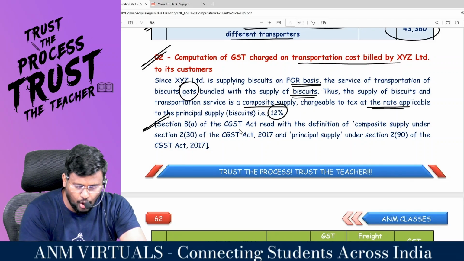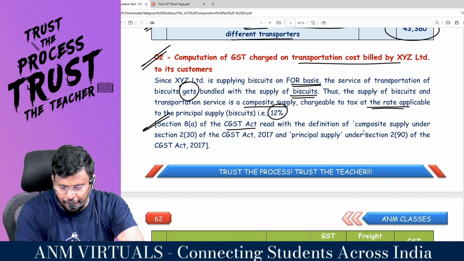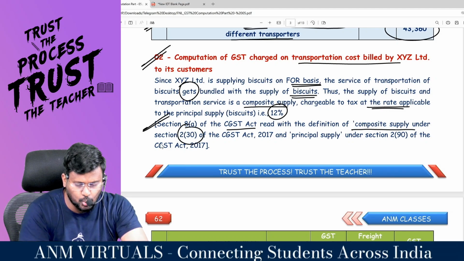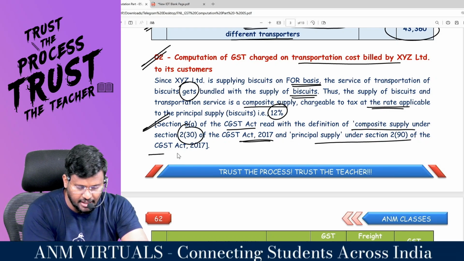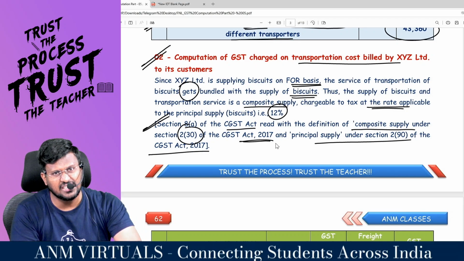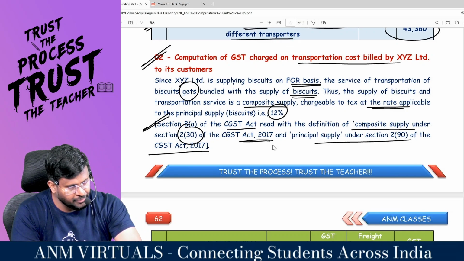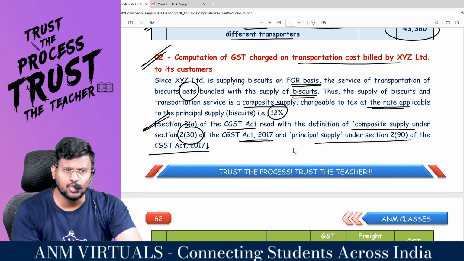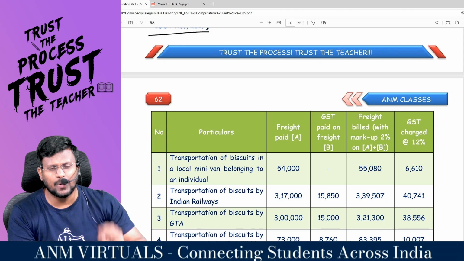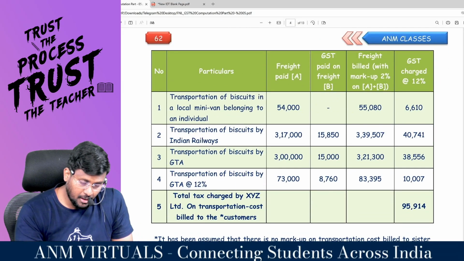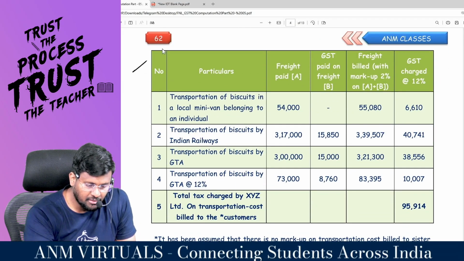Section 8(a) of the CGST Act read with the definition of composite supply under section 2(30) of the CGST Act and principal supply under section 2(90) of the CGST Act, because section 7 is supply, section 8 is tax rate for composite and mixed supply. So since all the conditions to be a composite supply have been satisfied, this supply should also be treated as what supply? Composite supply.